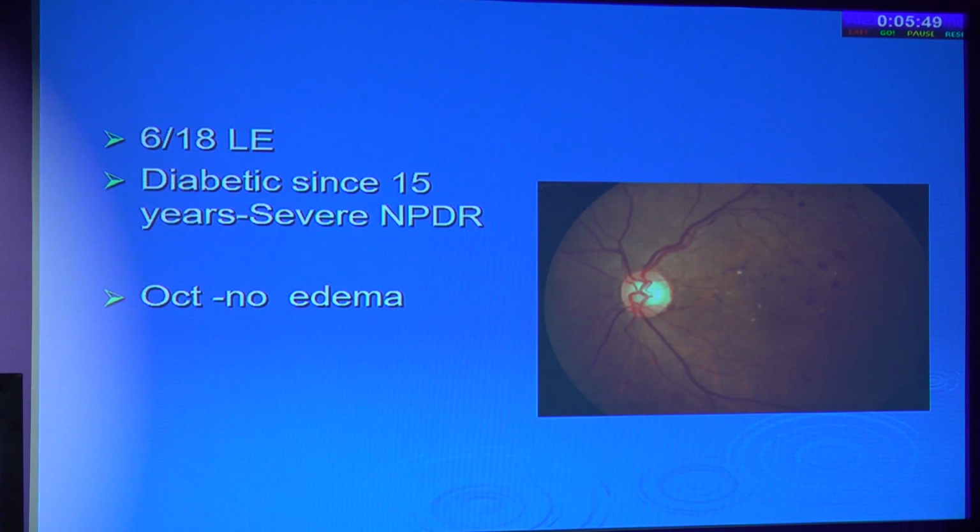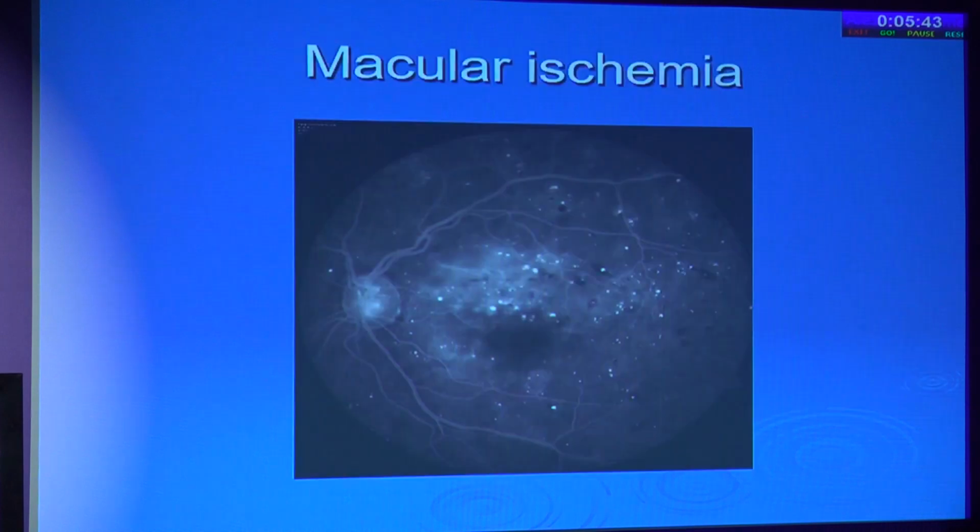Then this patient, 6/18, left eye, diabetic since 15 years. On the examination, it looks like a severe NPDR. You did an OCT, there is no edema on the OCT. So how do you explain the 6/18? Again, it is fluorescein angiogram that gives you the answer. There is a lot of disruption of the foveal avascular zone, so it is macular ischemia. So macular ischemia need not produce edema. It will just go on to atrophy later on.